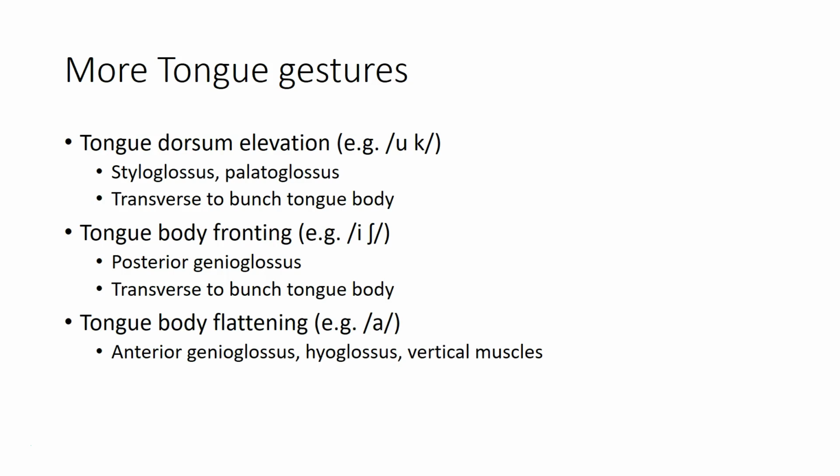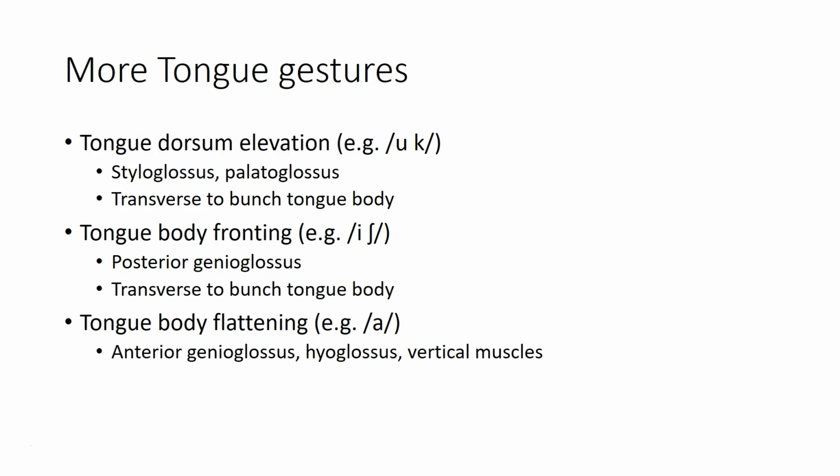Tongue body fronting for sounds like e and sh requires the tongue body being pulled forward by posterior genioglossus, and again, transverse muscles pulling in on the sides of the tongue body to elevate the bulk of the tongue upward in the oral cavity.